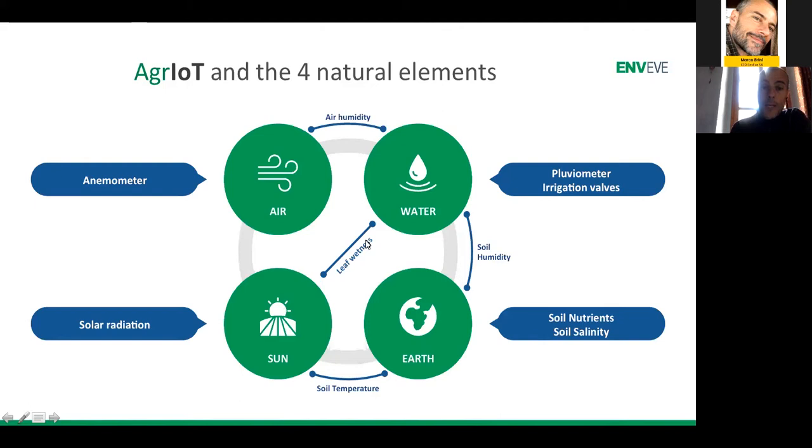Then you have the combination of them. If you have solar radiation plus water, that is leaf wetness, actually we should consider air as well. You have air humidity, air plus water. Soil humidity is earth plus water, and soil temperature is earth plus sun. It's just a trick to remember the major values which are more critical in IoT for agriculture.